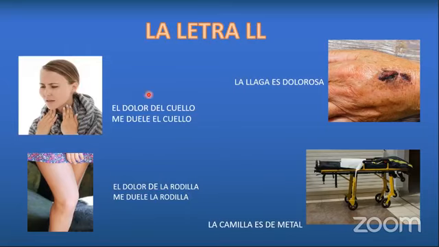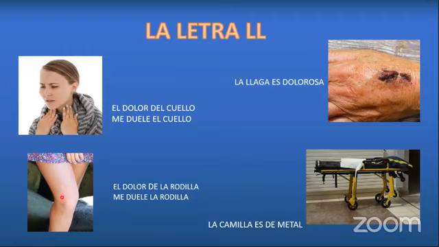The pain in the neck. El dolor del cuello. And this lady is probably saying, me duele el cuello. My neck is hurting. Me duele el cuello.